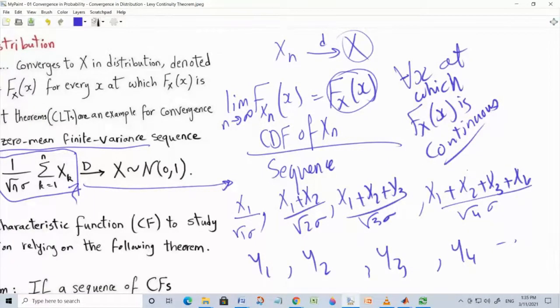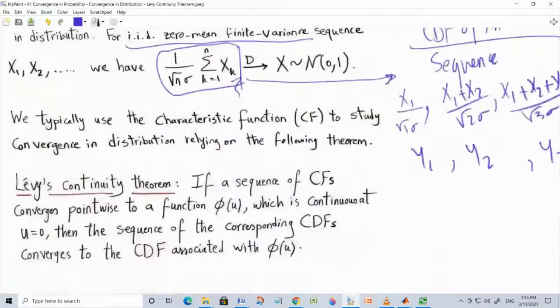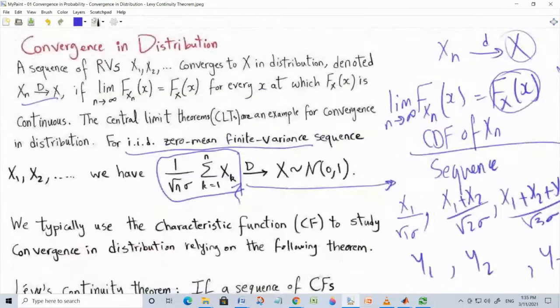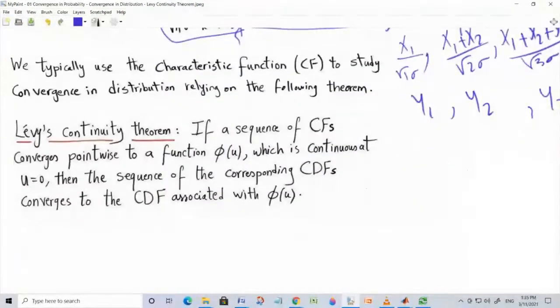So here's the good news. Rather than using the CDF, we can use the characteristic function. For every type of random variable, we have the characteristic function. There is a very nice theorem called Lévy's continuity theorem. Its proof may take two lectures or so, so we'll just take it for granted. The moral of the story is that you can study the convergence of the characteristic functions.